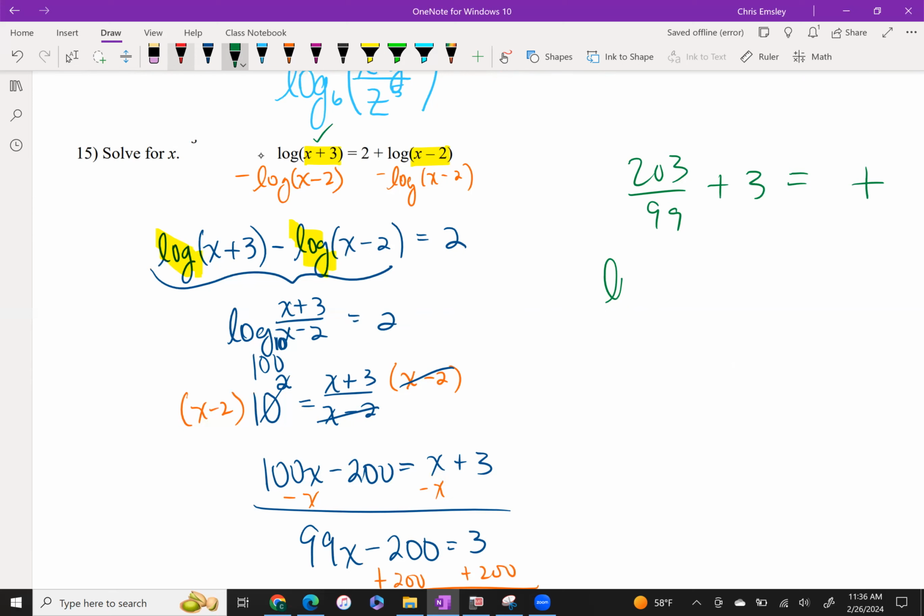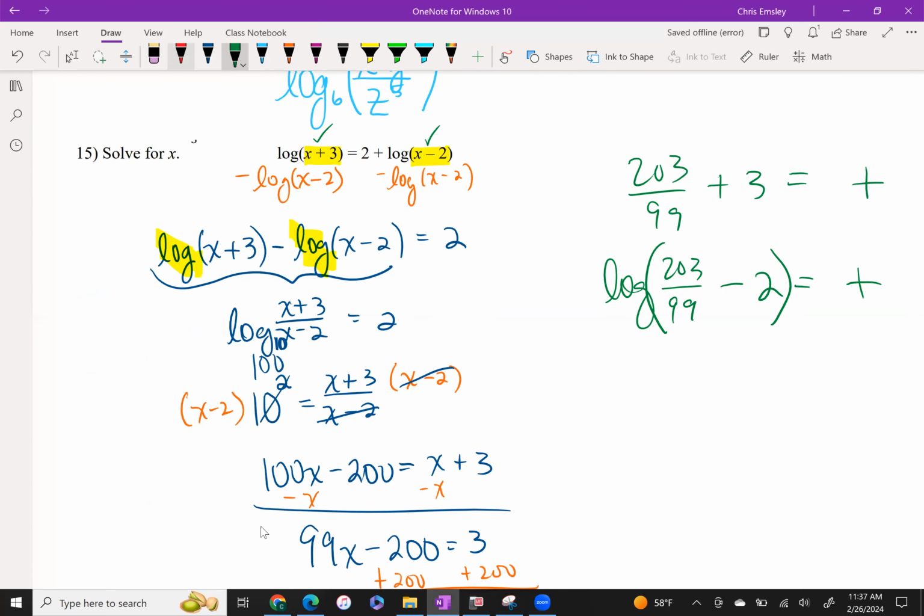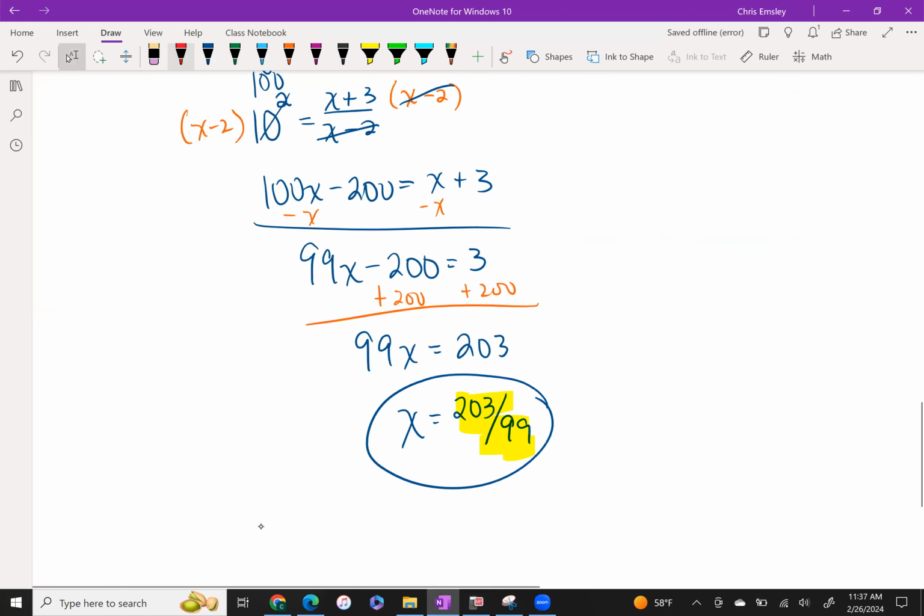This next one, log of 203 over 99 minus 2. Sorry, nope, we're taking the log of that expression, x minus 2. Is that positive or negative? Can you tell? I can tell it's going to be positive, but if you're not sure, just use your calculator. 203 over 99 minus 2. Is that positive or negative? It is a positive number, so that means our answer checks out in both of our logarithms, and it is a good answer.